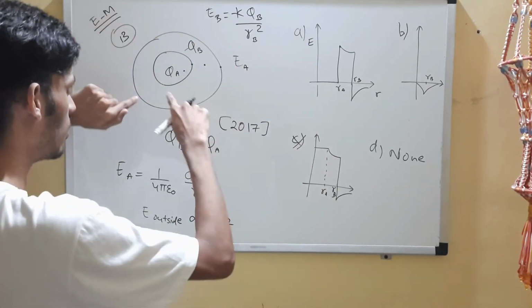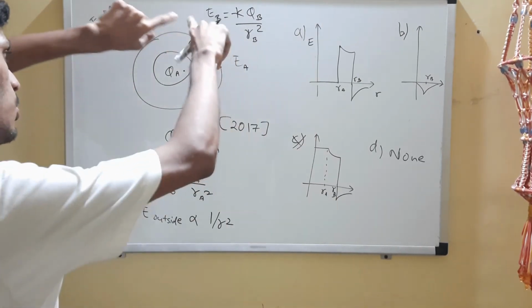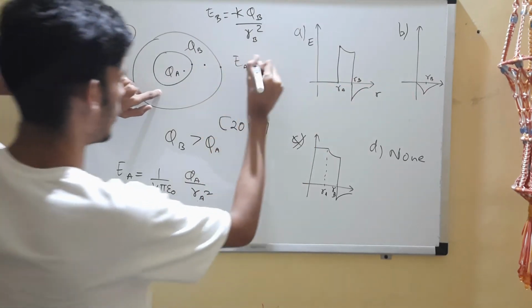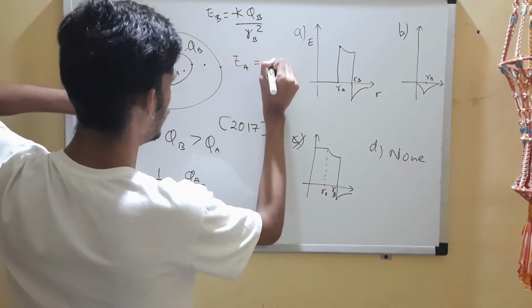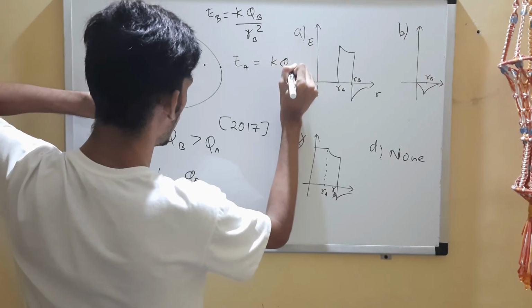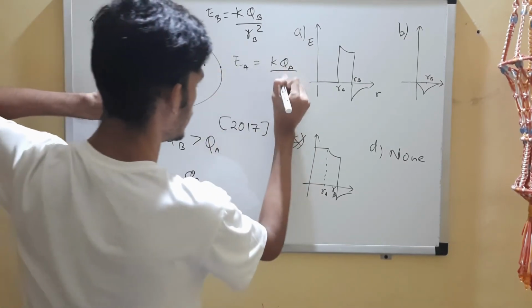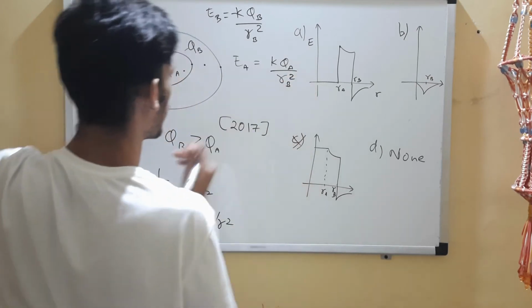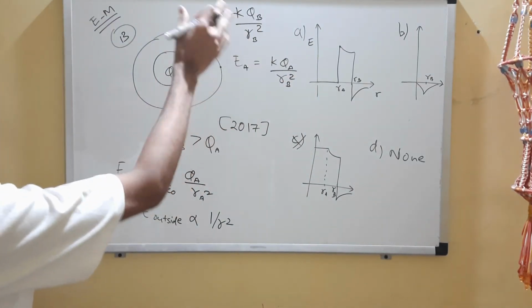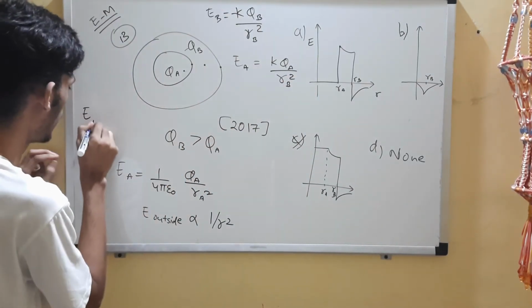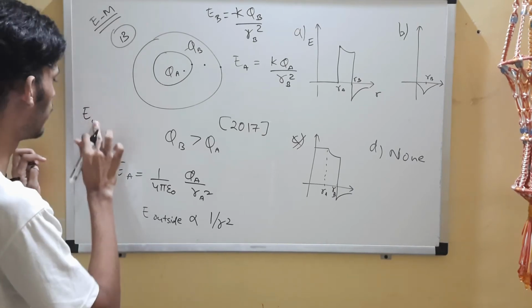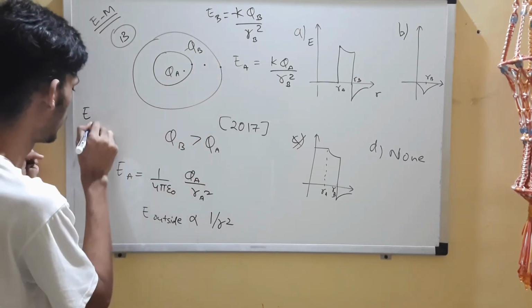Okay, the point will experience field due to the bigger shell as well as the smaller shell. Due to the smaller shell, the field will be kQA by this distance squared, right? This distance is RB squared. Now just add these, we have to find the net electric field over here.